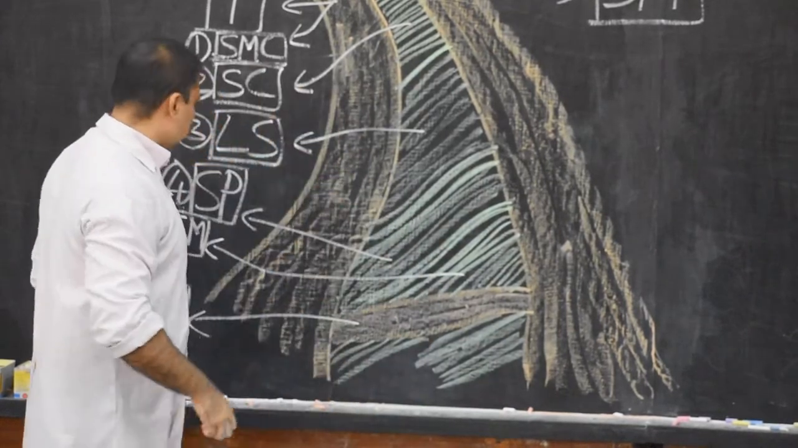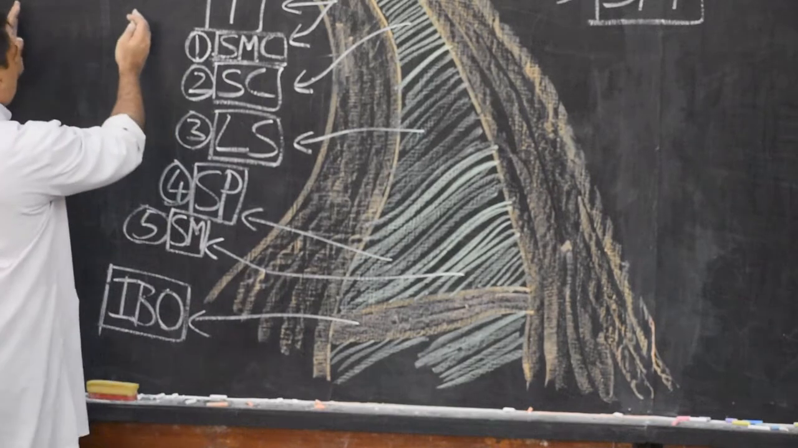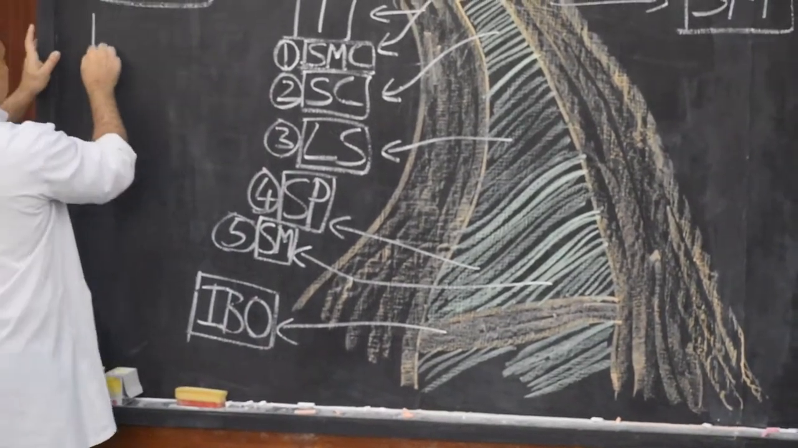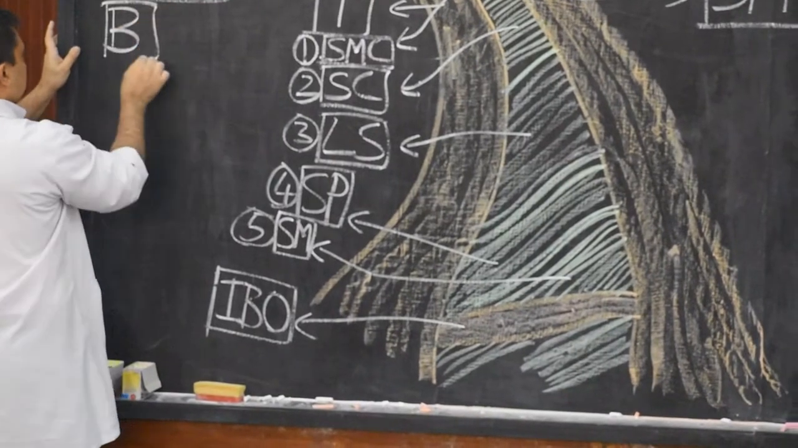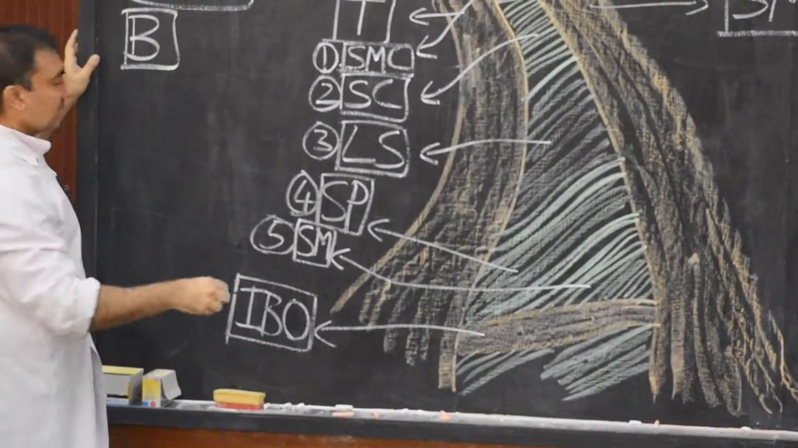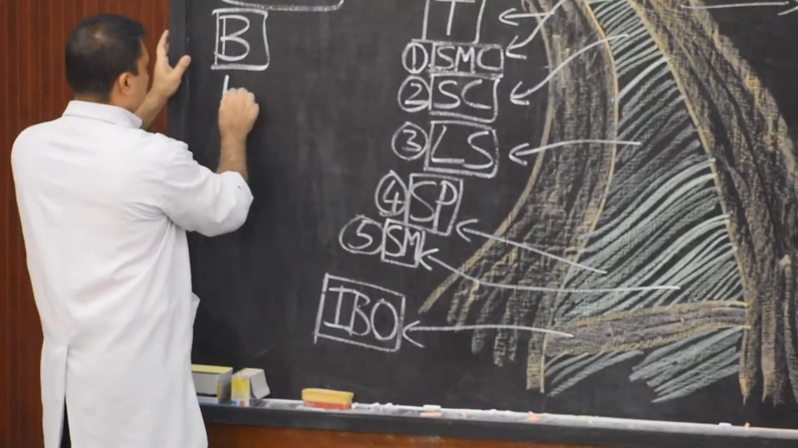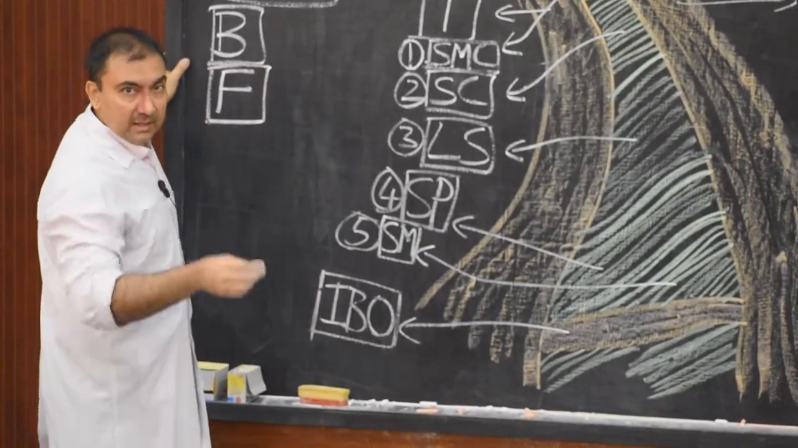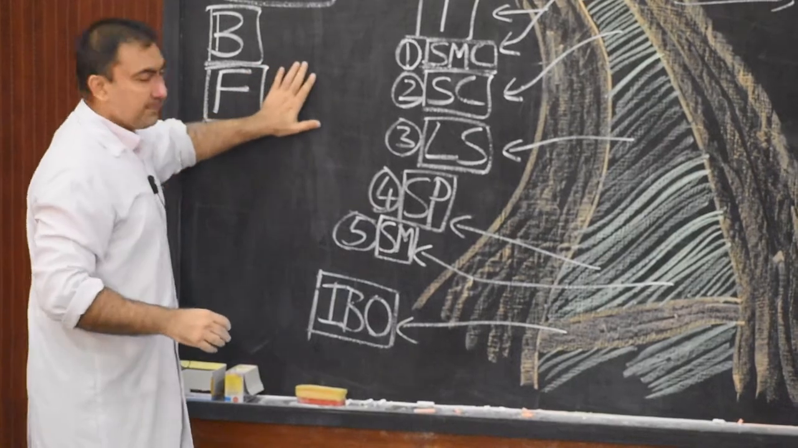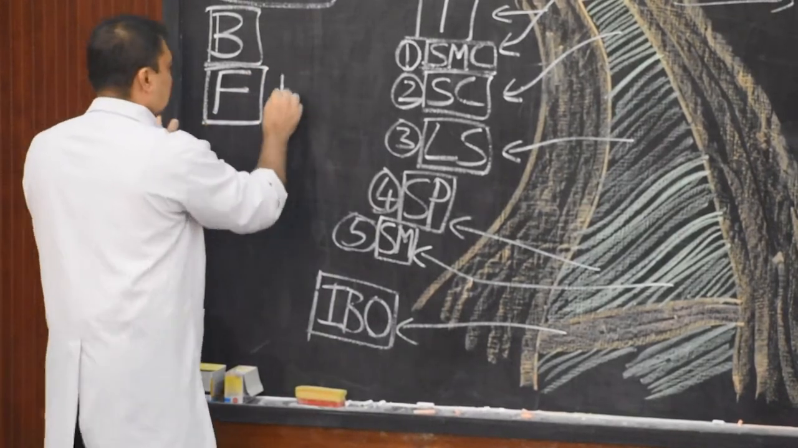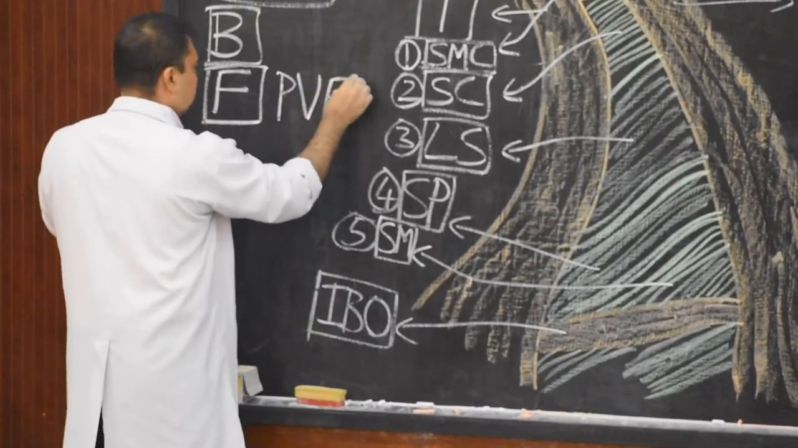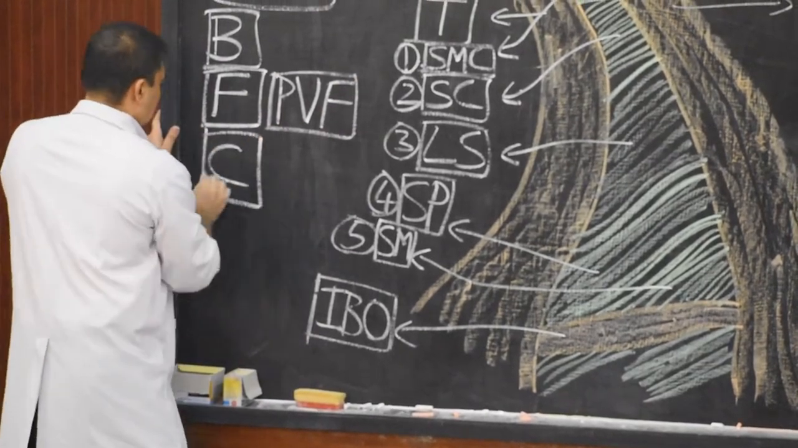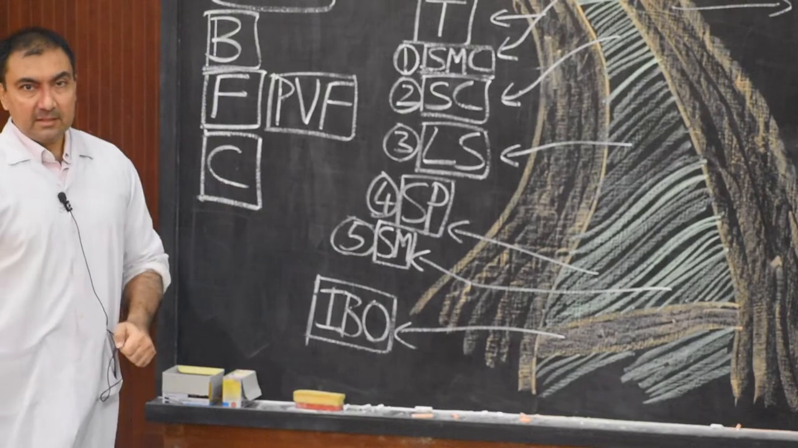Now comes the most important part. So here, please come on this side. I will just mention the points. First, the boundaries of the occipital triangle, which we have discussed. Second will be the floor of the occipital triangle, which we have discussed. And in the floor you have to mention covered by prevertebral fascia. So the floor is covered by prevertebral fascia. And the last point is contents.